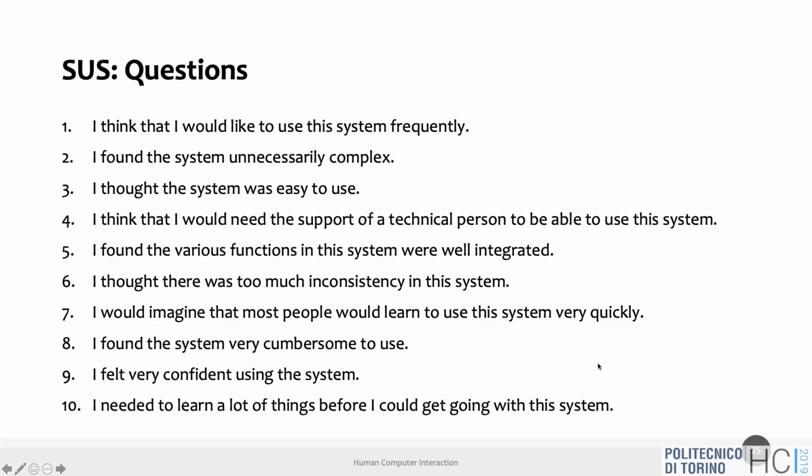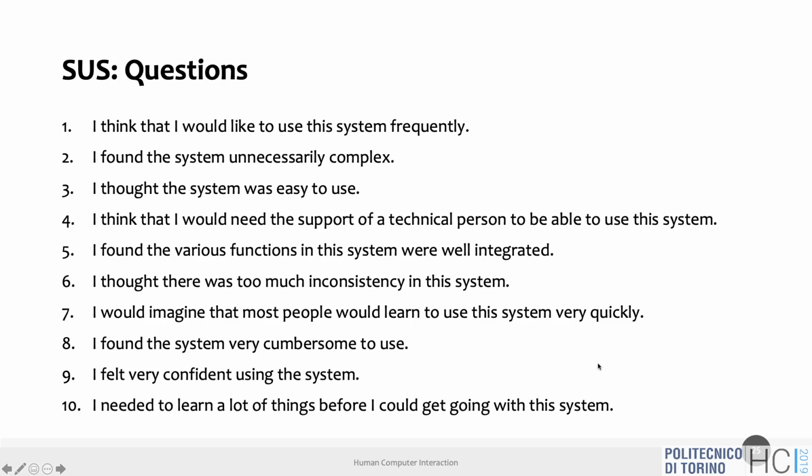There is another thing. If you read the first four, you should notice they alternate in good and bad results. The first, the third, the fifth, the seventh, the ninth are positive: I think that I would like to use it, it was easy to use, well integrated, and so on, while the second, the fourth, the sixth are negative: unnecessarily complex, I need the support of a person.